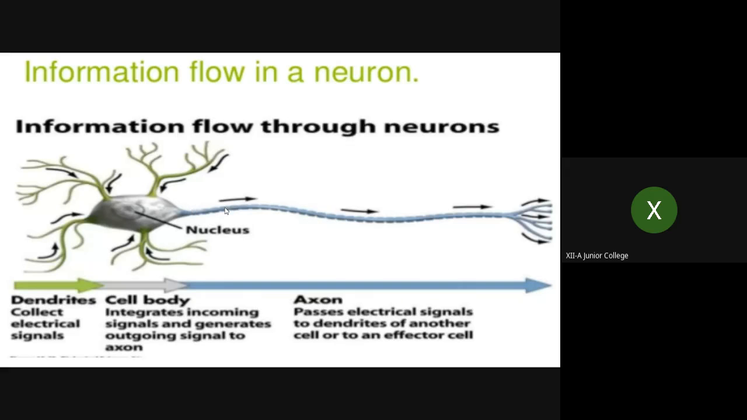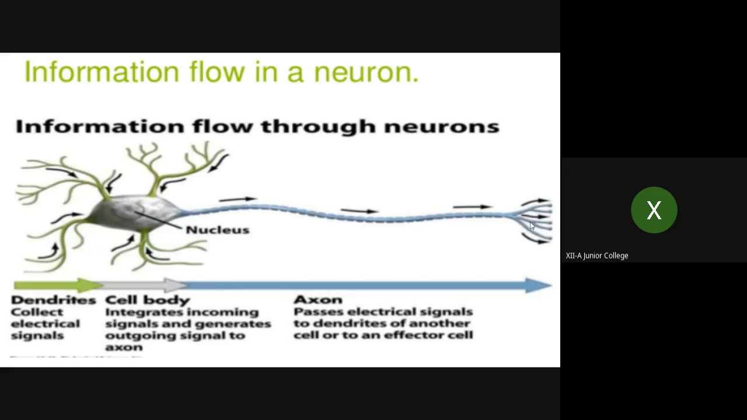Now outgoing signals are going away with the help of axon and pass the electrical signal to the dendrites of another cell or to an effector cell. Now what is effector and what is sensor, that I will explain to you in the next part.